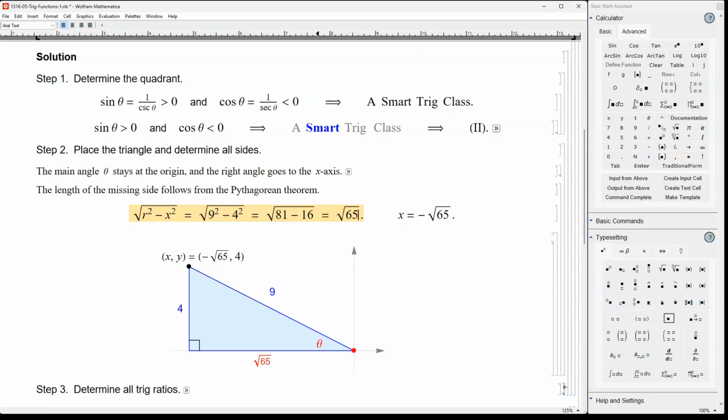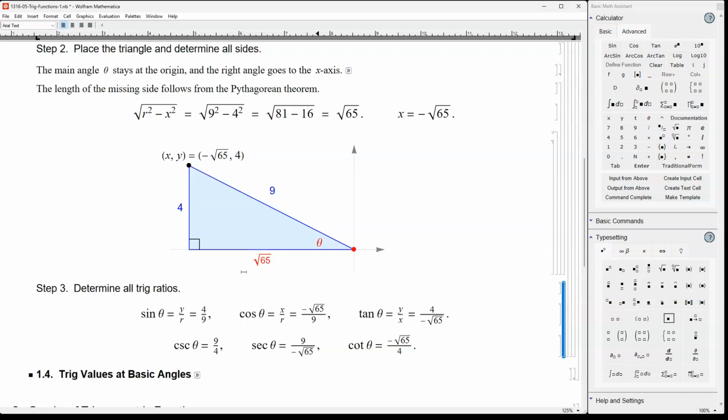All right. Now let's answer the question. And x is negative, negative square root of 65, going to the left. So sine is positive, 4/9, cosecant 9/4. Everything else is negative. A smart trick class. That completes the problem.